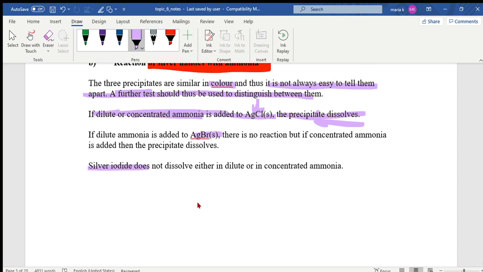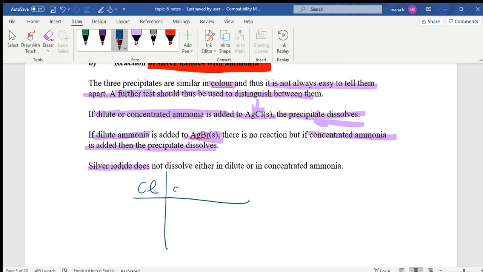Okay, so if dilute ammonia is added to this, but if concentrated ammonia is added, then the precipitate dissolves. So let's put that in a table. Cl- can be done with dilute or concentrated. Bromide can be done with concentrated ammonia. And finally, iodide has no reaction.